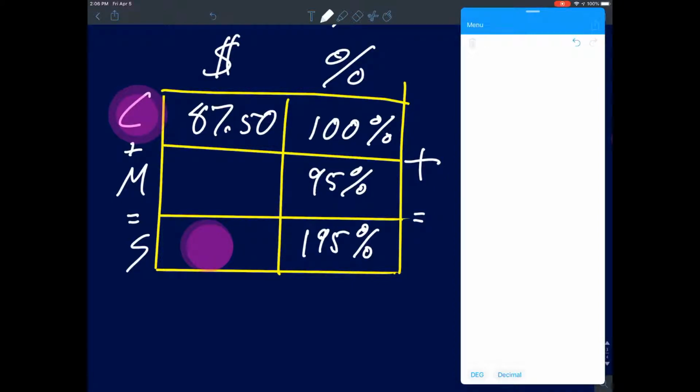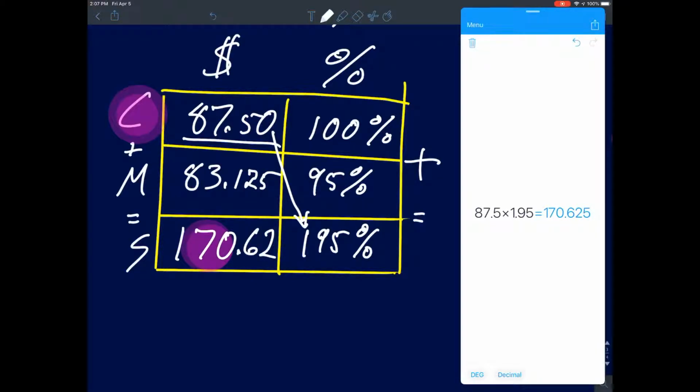That helps us a lot because we can take the original price, and if it asked us, we could find the markup amount here by multiplying 87.5 times 0.95 or 95% and come up with 83.125. But we're going to take the shortcut. We're going to multiply our cost times our sales price, which is 195% of the cost. So 87.5 times 195% is 170.63.